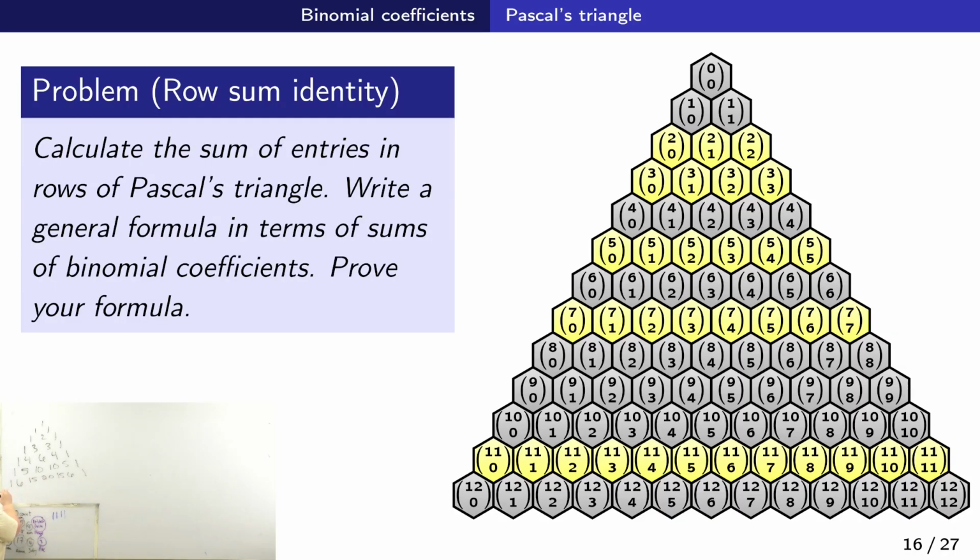1, 7, 21, 35, odd ones have. What about the even ones? Okay.